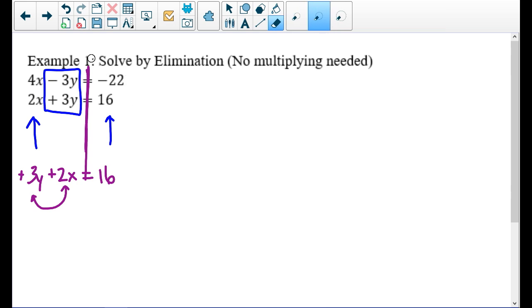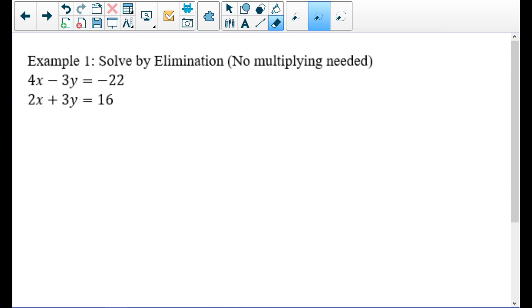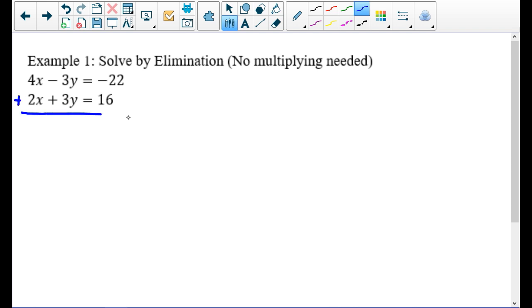So what's the steps to solve? Get one of these variables to cancel out. And all we're going to do then is add the two equations together. So 4x plus 2x gives me 6x. Negative 3 plus 3 gives me 0, right? Negative 22 plus 16, bring our equal sign down, is negative 6.